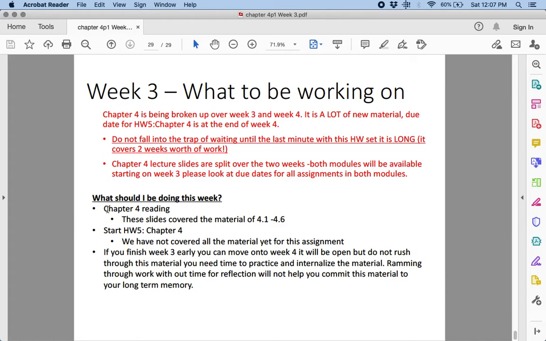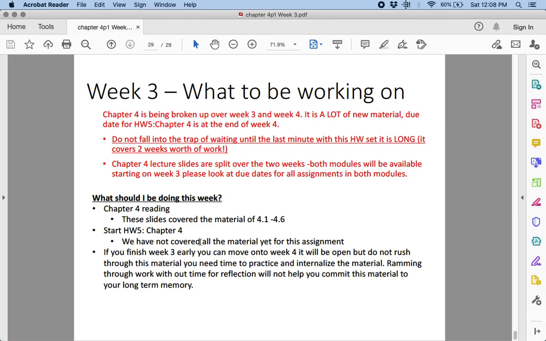As we move forward through week 3, you should be reading chapter 4. This slide material covered sections 1 through 6 of chapter 4. You should start the homework. We have not covered all the subjects that are in the homework set. So if you see a problem and you're like, I don't think I've ever seen this before, it's entirely possible you haven't seen it yet. So, do the ones you can do, start working on it. But the rest of chapter 4 will happen in week 4.